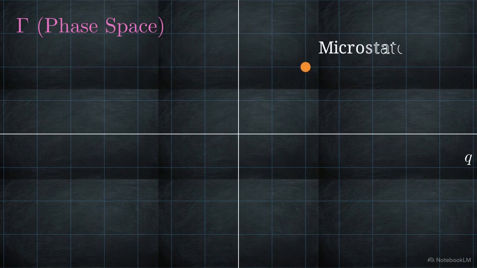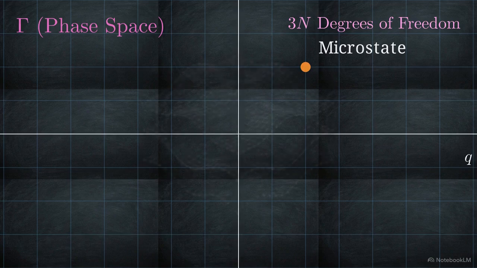To define ergodicity, we construct this coordinate grid. It represents phase space, denoted as gamma. It maps every possible position, q, and momentum, p, of every particle in a system. A single point here represents the exact state of an entire system at a specific moment. A physical system has 3N degrees of freedom, where N is the number of particles. This means true phase space is unfathomably vast, extending into millions of dimensions.